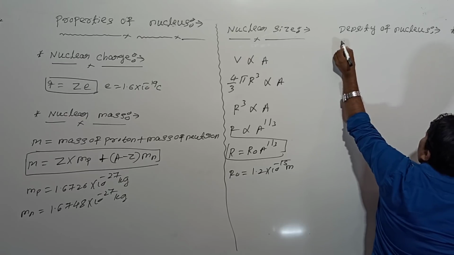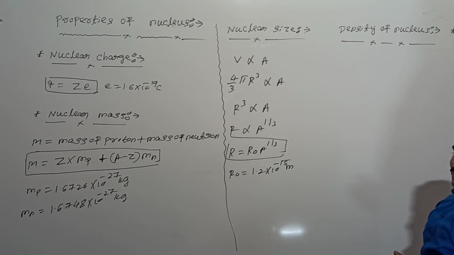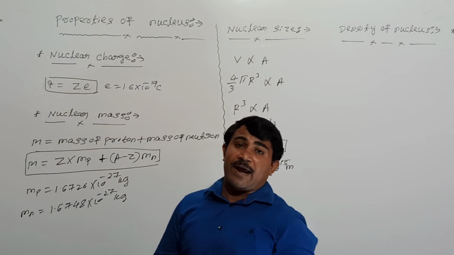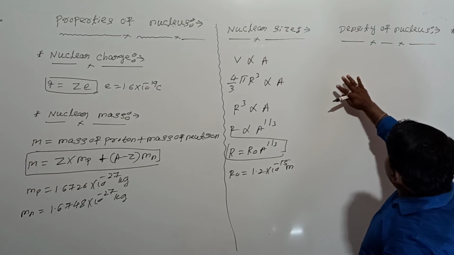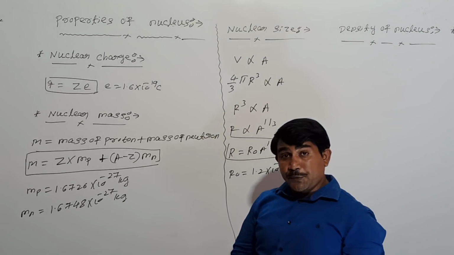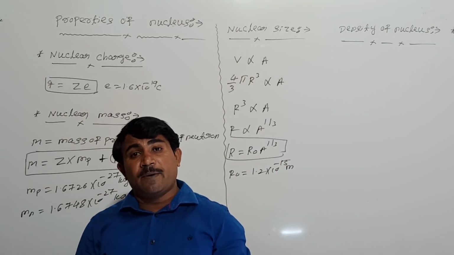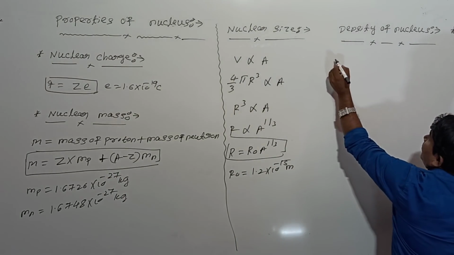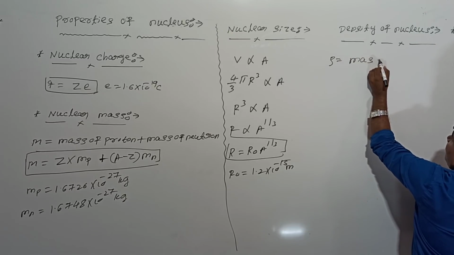Density of nucleus. We know density. Density means mass by volume. Here, nuclear density can be represented as the mass of the nucleus divided by the volume of the nucleus. How to represent? Density equals mass divided by volume.